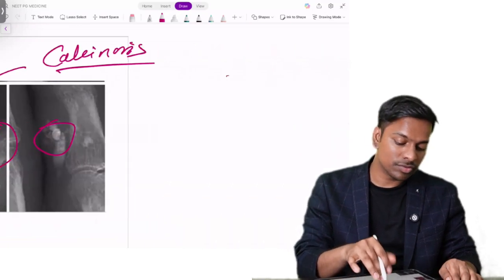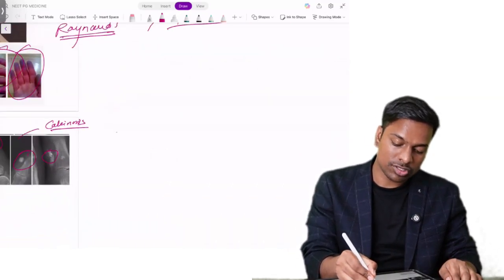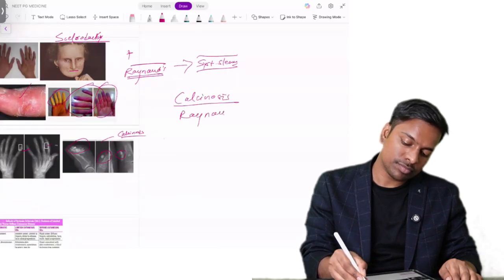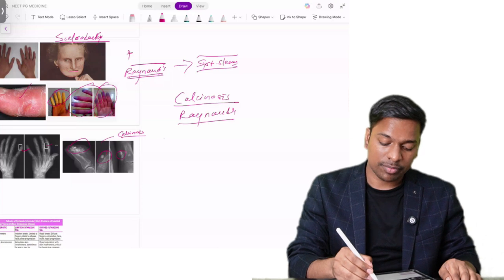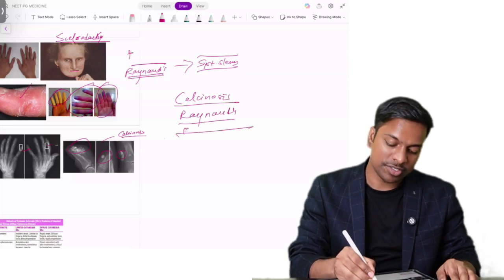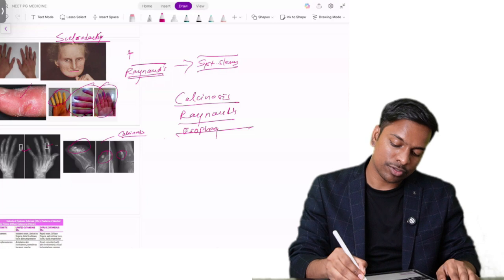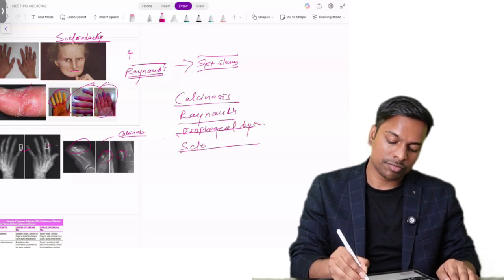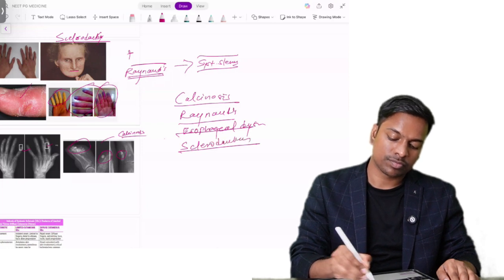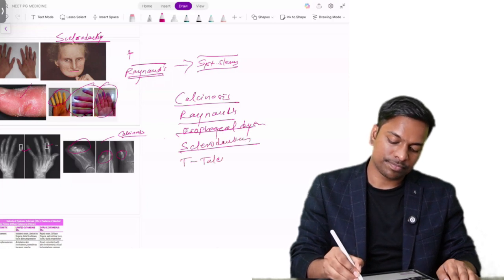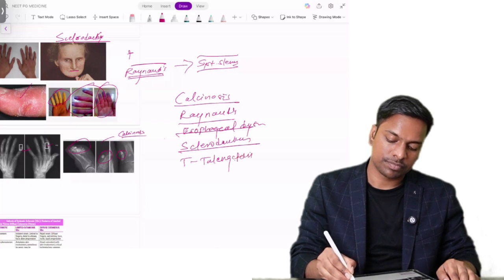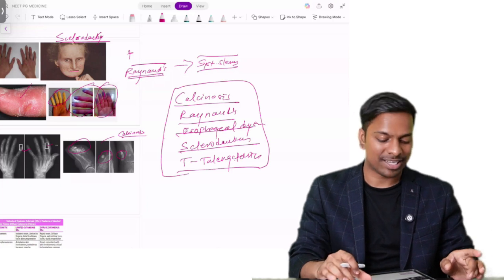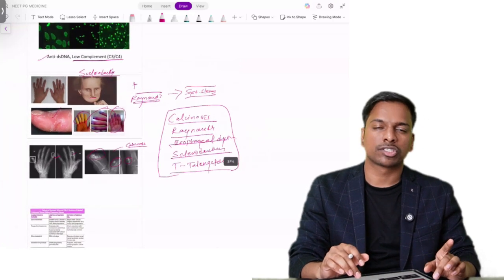So till now we saw calcinosis, Raynaud's phenomenon. We didn't see esophageal dysmotility. It is seen in your endoscopy. Esophageal dysmotility. Then S is for sclerodactyly, which we discussed, and T is for telangiectasia. So this is nothing but your CREST syndrome. CREST features of the scleroderma, systemic sclerosis.